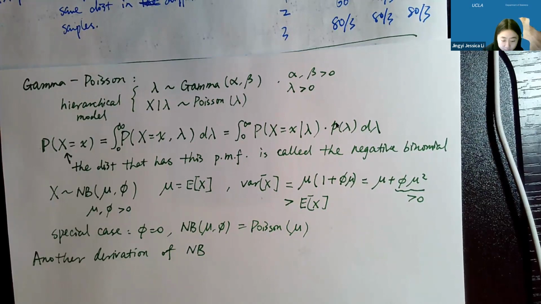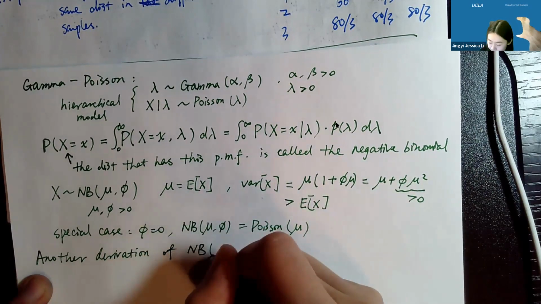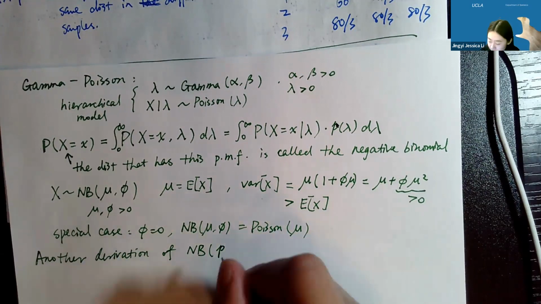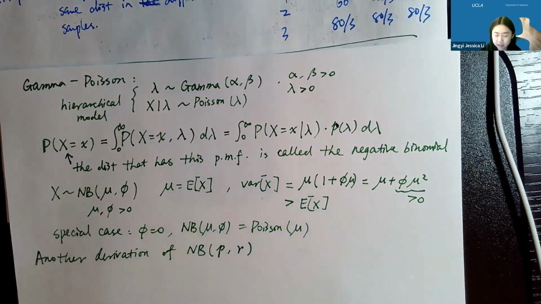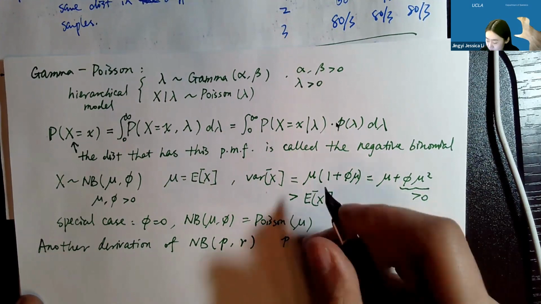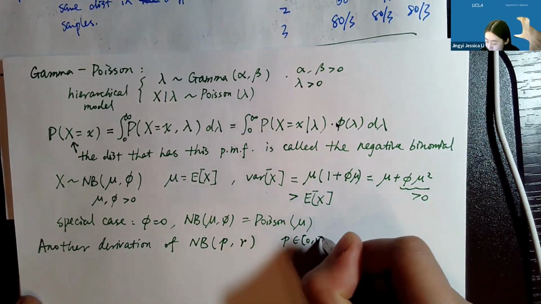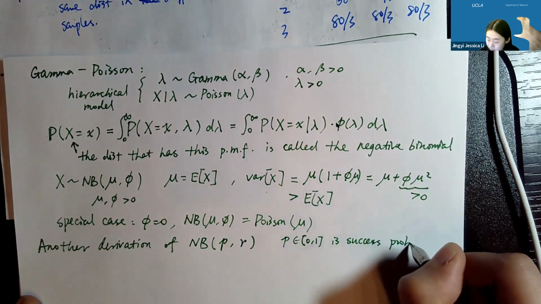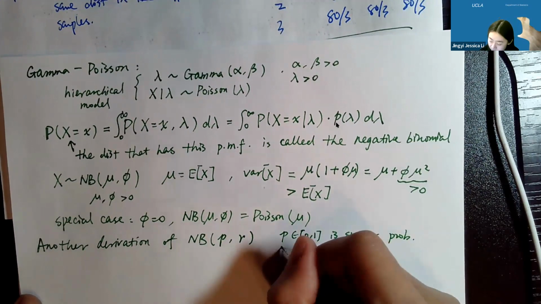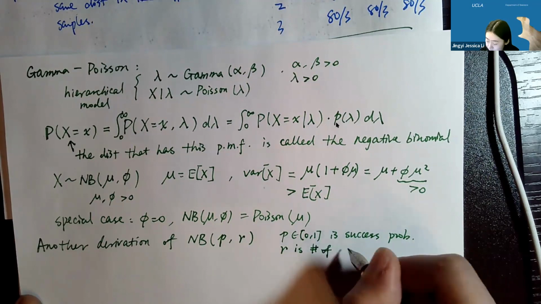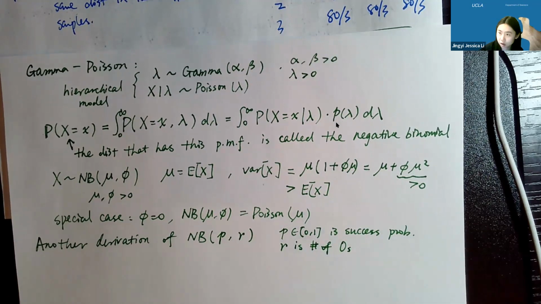So we will need a probability of success P, right? The coin toss probability. And we also need another integer R. Okay, so this is a little more specific about the formulation. So P between 0 and 1 is the success probability, and R is the number of zeros you get. So when you toss the coin, R is the number of zeros you have gotten.